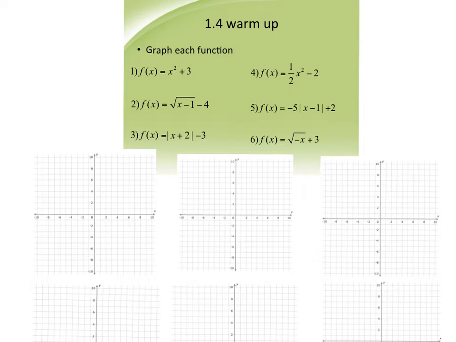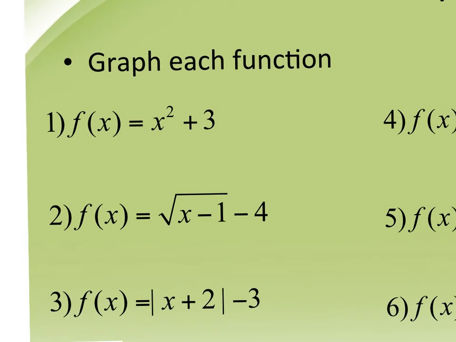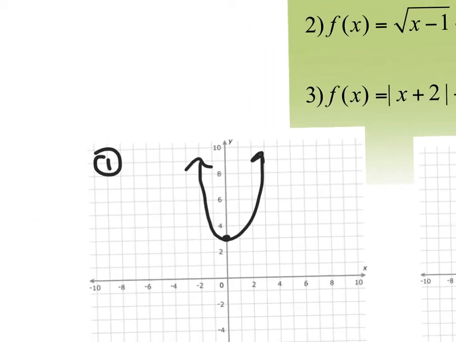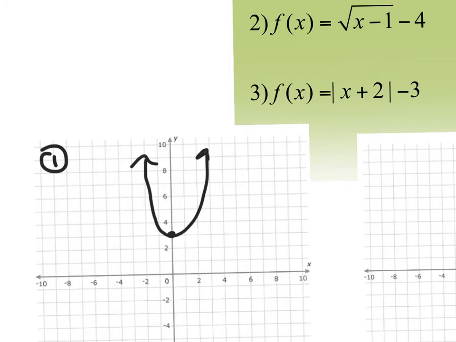So number 1 is a parabola. The parent function would be f of x equals x squared. And what's happening to this graph? Shifted up 3. Good, Dina. So I would come over here, shift it up 3 places, and draw my parabola. That's 1. Everybody's good on that one, right?